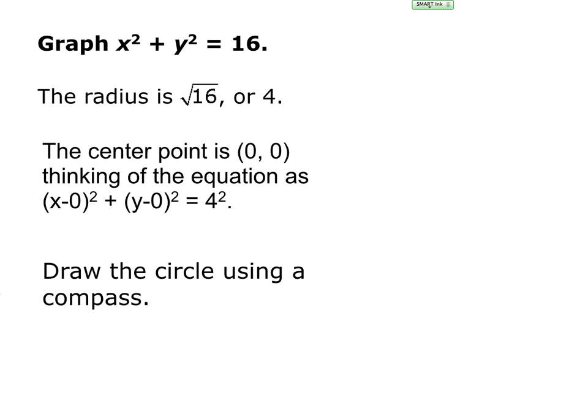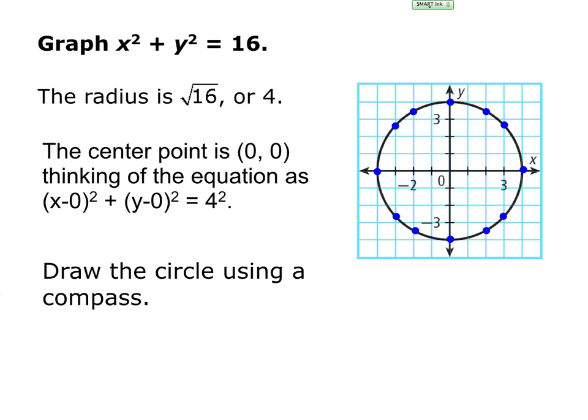Remember, don't count diagonally. Count either horizontal or vertical to set your compass. And then draw the circle. I think it'll help us to check those circles that you graph tomorrow if you will write in what the center is and what the radius is. Write down what the center is and what the radius is. And it should look like that one. With the orange.